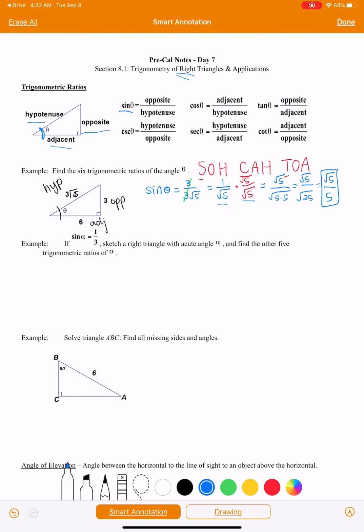All right, so I'm going to go over the others more quickly. Now we have cosine of the angle. That's going to be the adjacent side over the hypotenuse.